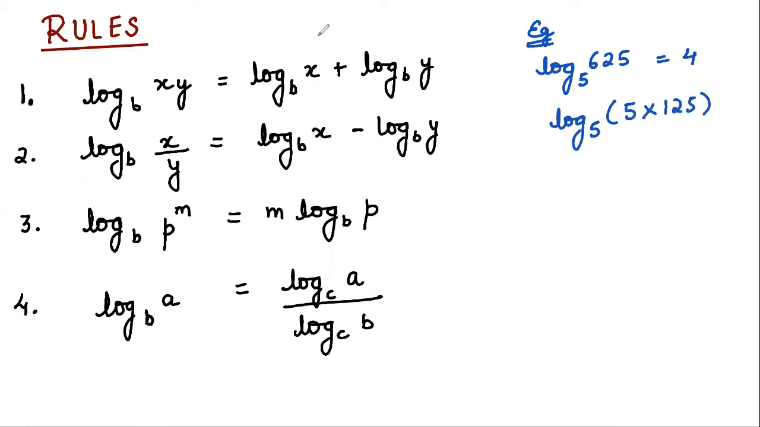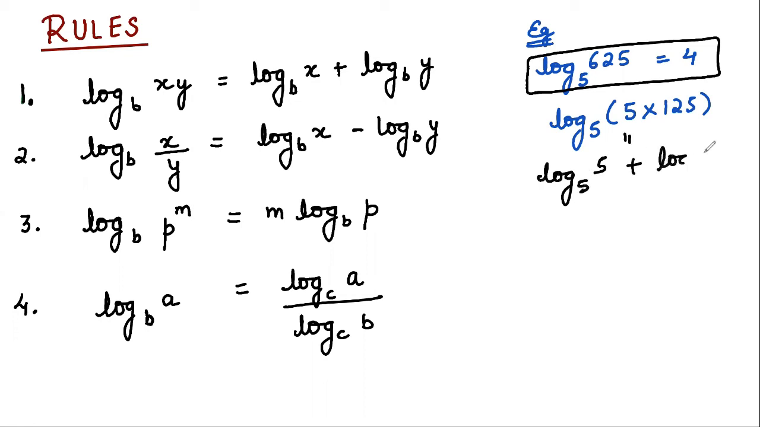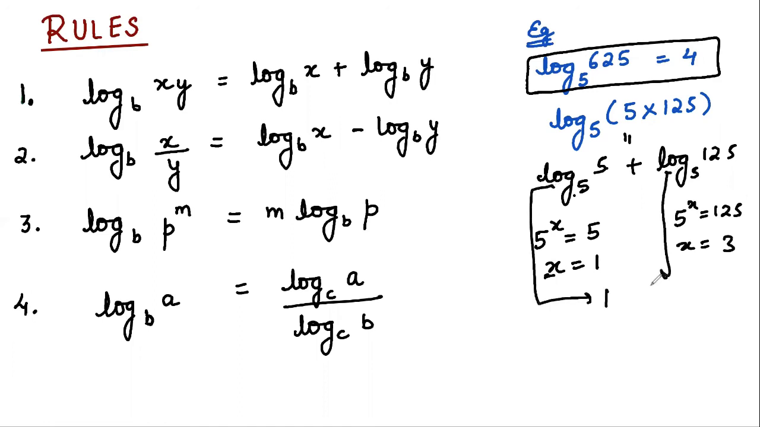Now according to this formula, if I want to check, according to this rule it should be equal to what? Log 5 to the base 5 plus log 125 to the base 5. Now what is log 5 to the base 5? Meaning 5 raised to power x will give you 5, so x will be equal to 1, right? And here 5 raised to power x is 125, so x should be 3. The value of this is 1, this is 3. So 1 plus 3 is 4. That is what you have got.